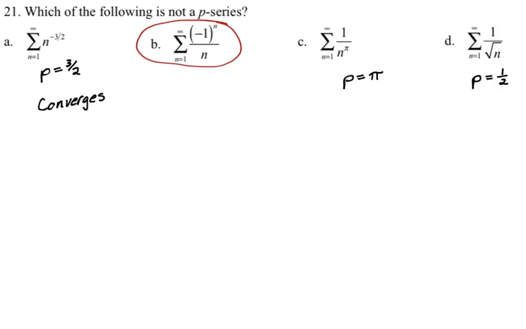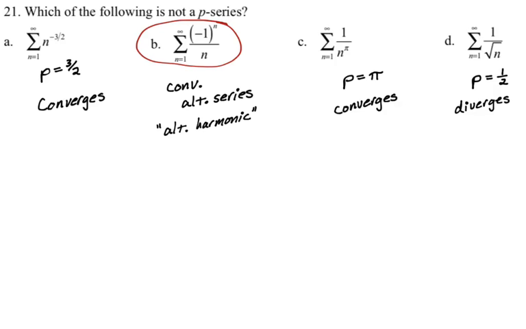Pi is greater than 1, so converges. 1/2 is less than 1, diverges. And then the one that we circled is not a p-series, but it is a convergent alternating series. And in fact, it's the alternating harmonic. I don't know why I put that in quotes, but it is the alternating harmonic. It's not like otherwise known as.